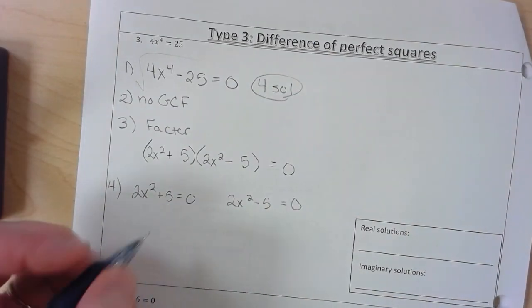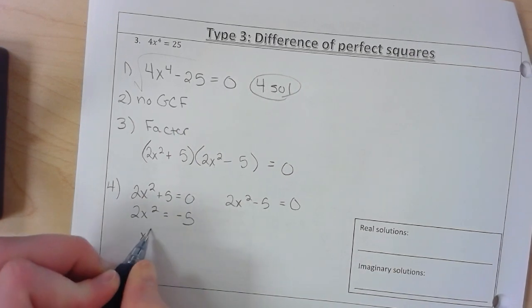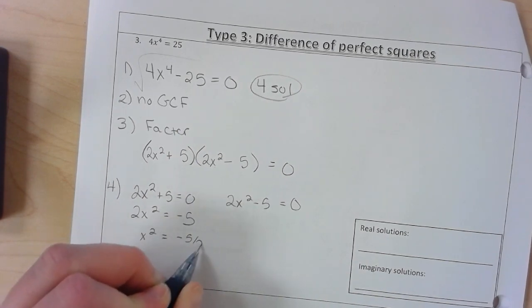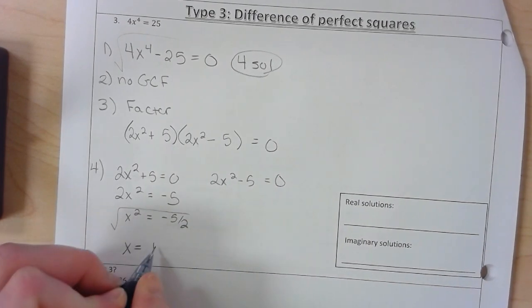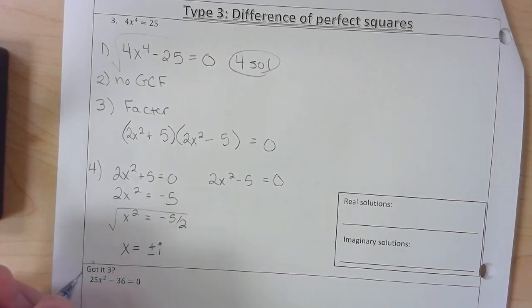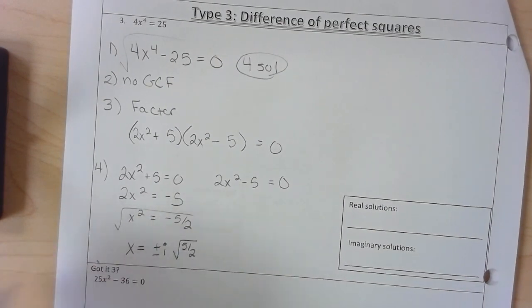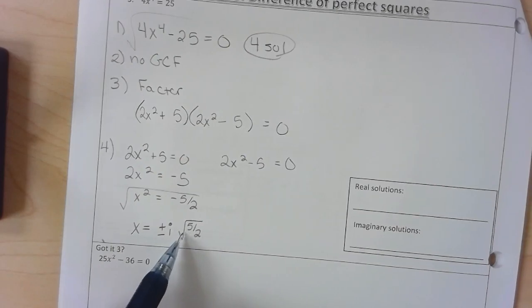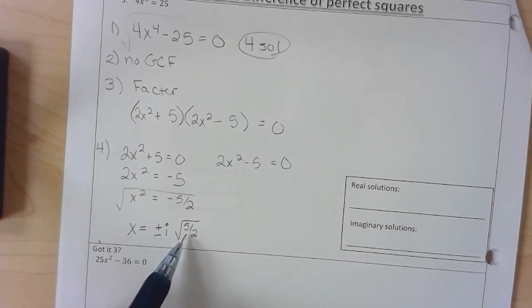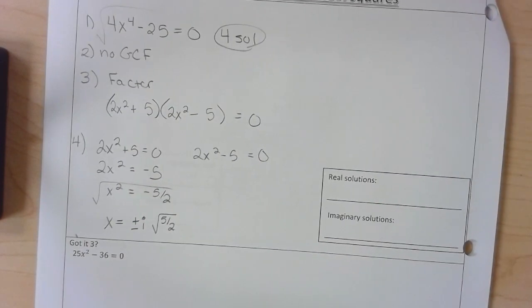And on both of them, you're going to solve. So we get 2x squared equals negative 5. X squared equals negative 5 over 2. And when you take the square root, we get a plus and a minus i, because it's negative, square root of 5 over 2. Now, if any of you are wondering if this is really an acceptable answer, no, it's not. But we're going to let it go. We should rationalize it, but as long as you get here, I think you understand enough that I'm happy.